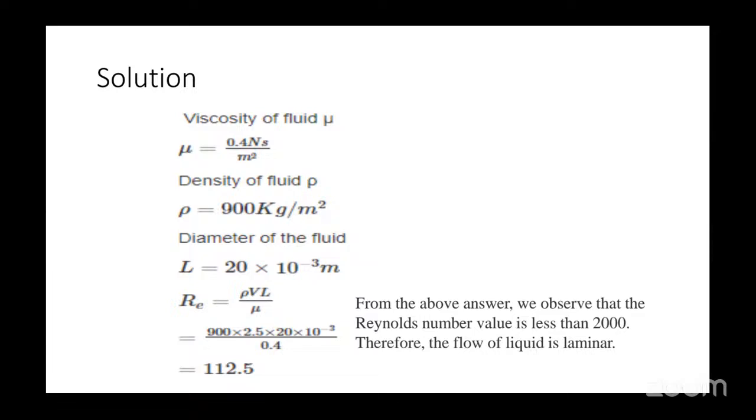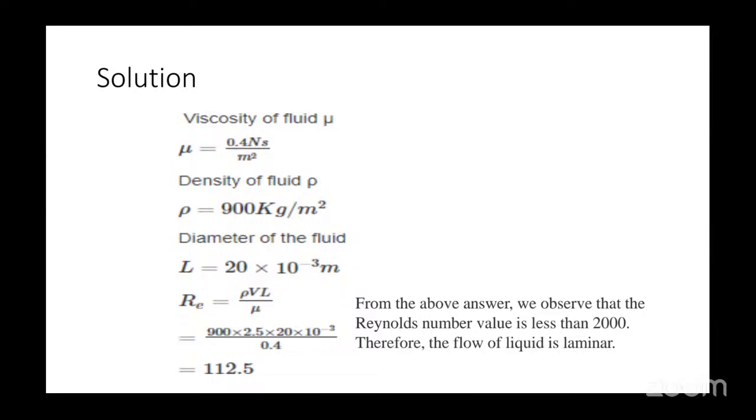Now, the information we have to determine if a flow is laminar or turbulent is that if the Reynolds number is less than 2000, then it's a laminar flow. If it is more than 4000, it is a turbulent flow. So 112.5 is less than 2000, far less than 2000. So this would be a laminar flow.